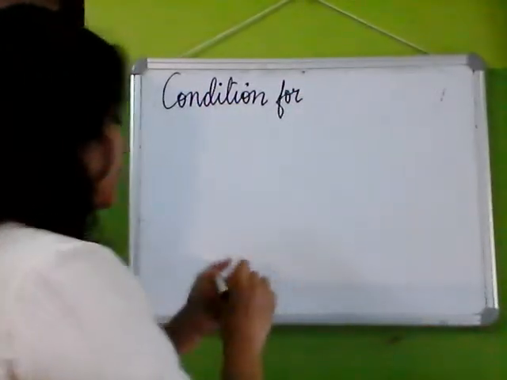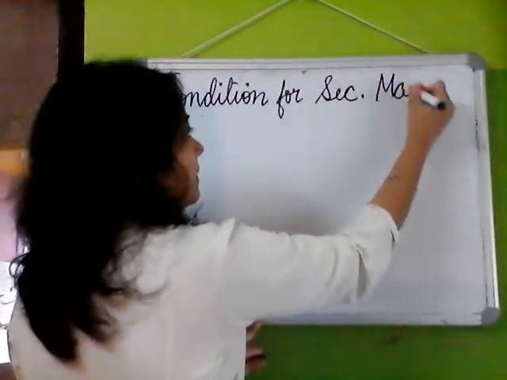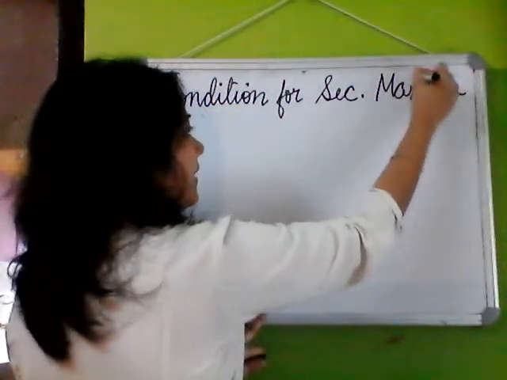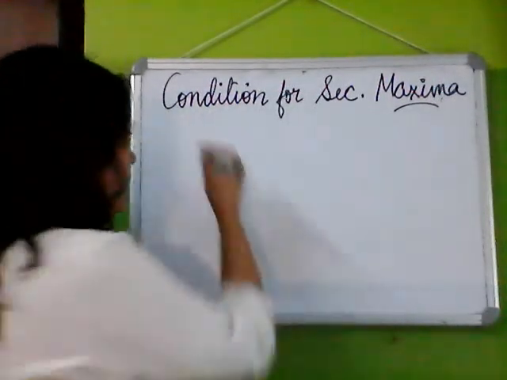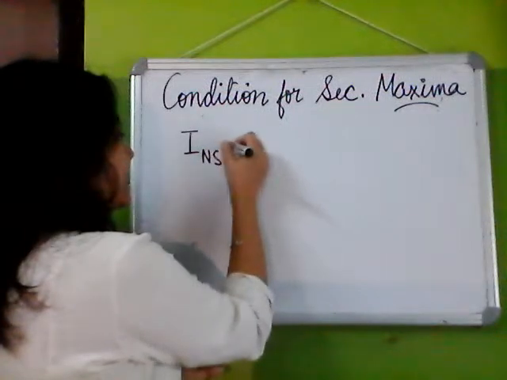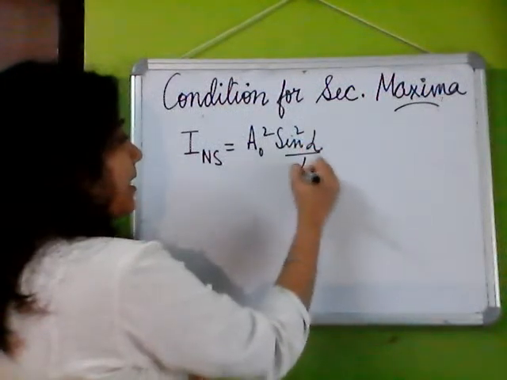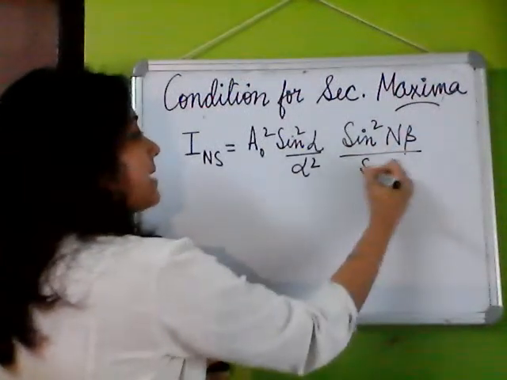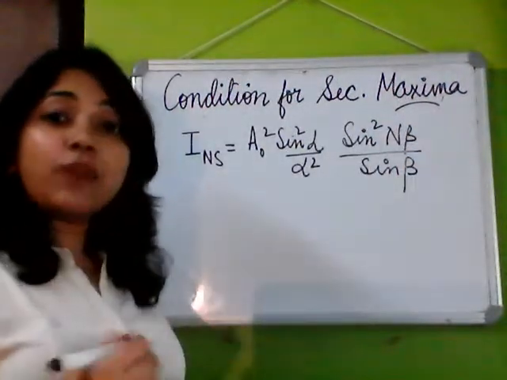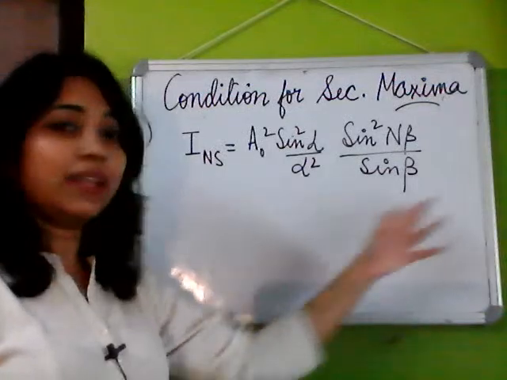All right. So moving forward, I am going to now tell you about the conditions for secondary maxima. We are now going to talk about the secondary maxima. Once again, from where am I going to get this? We will again go back to the intensity of N slits, which is A0 squared sine squared alpha by alpha squared, into sine squared N beta by sine squared beta. And what am I trying to find out? I am trying to find the secondary maxima conditions from this very expression.